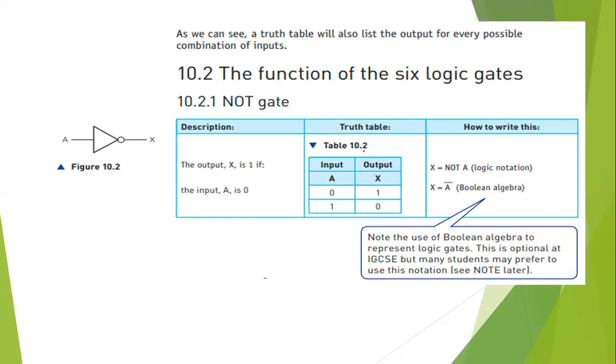Whenever you are given a NOT gate, you can write it like logic notation. Boolean algebra most of the time does not come. So you can write here X equals A bar. This is the notation for how to write it in Boolean algebra. But normally this type of expression does not come in Boolean algebra.